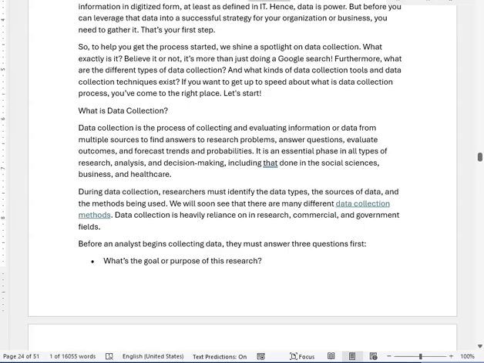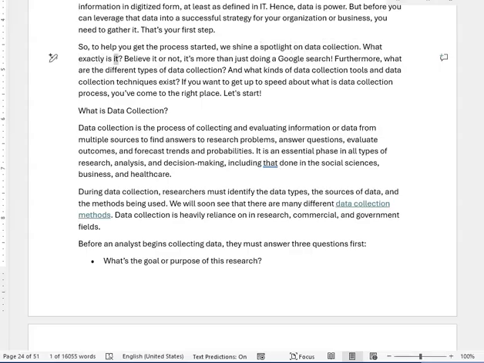Knowledge is power, information is knowledge, and data is information in digitized form, at least as defined in IT. Hence, data is power. But before you can leverage that data into a successful strategy for your organization or business, you need to gather it. That's your first step. So, to help you get the process started, we shine a spotlight on data collection.